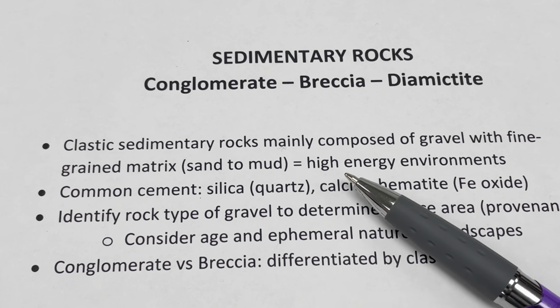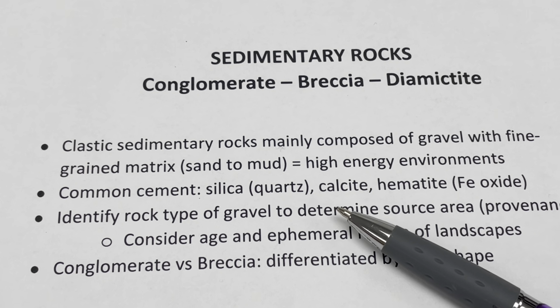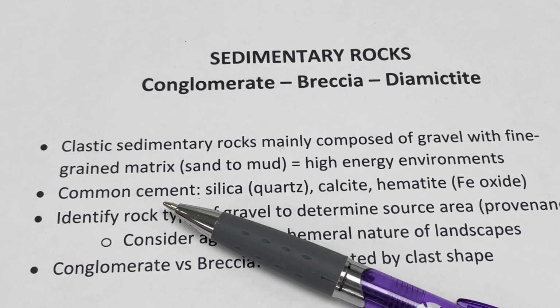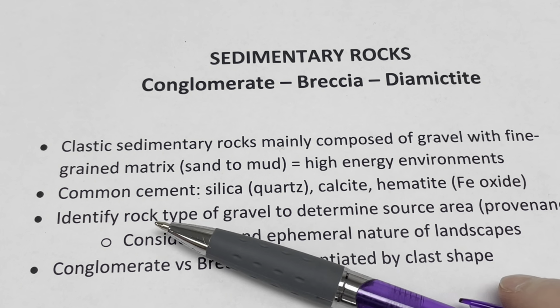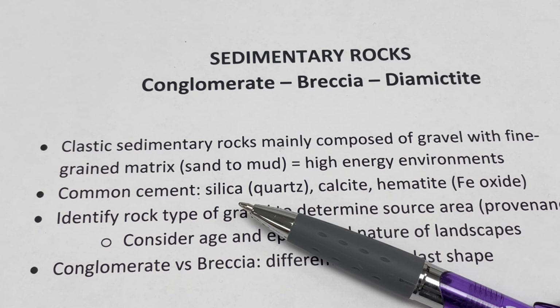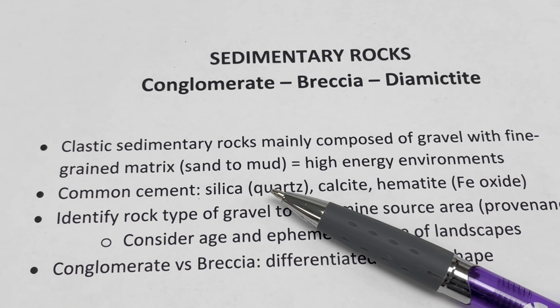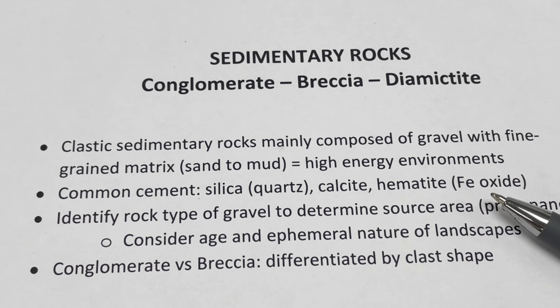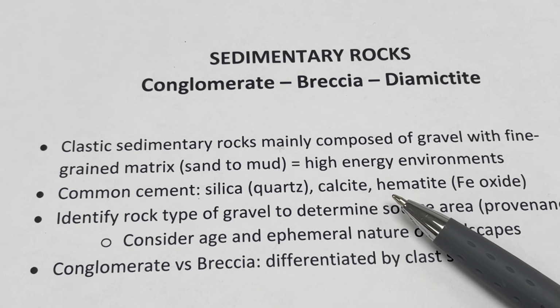So all this material needs to be compacted and then also glued together. And so we have cement material; all our sedimentary rocks have cement. 3 of the more common ones that we see are silica, which is basically just quartz, calcite, and then hematite, which is an iron oxide. These 3 can actually be differentiated pretty easily with some simple tests.